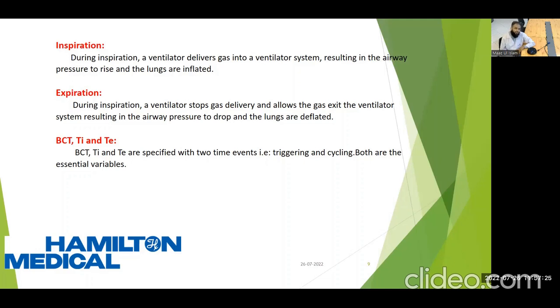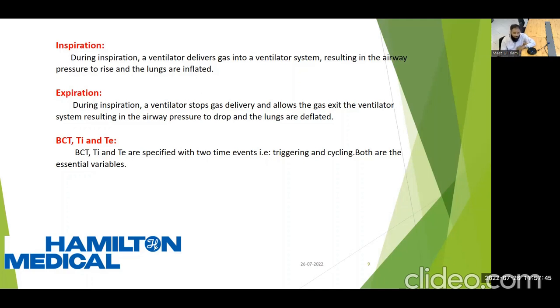Expiratory phase, expiration. During expiration, a ventilator stops gas delivery and allows the gas to exit, resulting in the airway pressure dropping and the lungs being deflated.